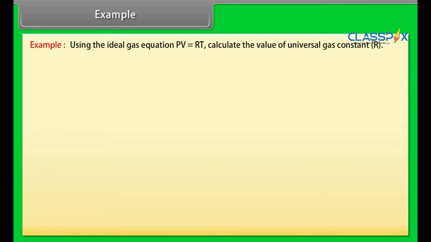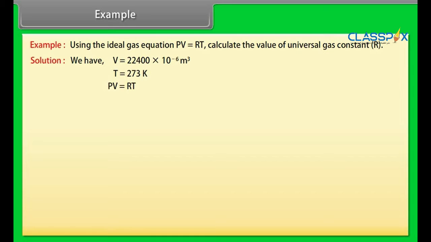Example. Let's take an example of kinetic theory of an ideal gas. Using the ideal gas equation, PV is equal to RT, calculate the value of universal gas constant. Let's see the solution. We have V is equal to 22,400 into 10 to the power minus 6 meter cube. T is equal to 273 Kelvin.